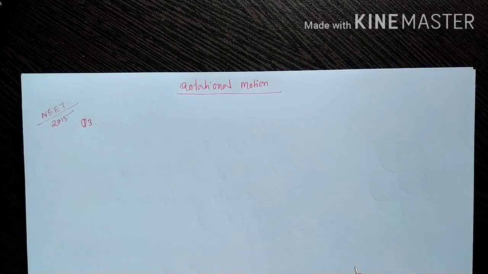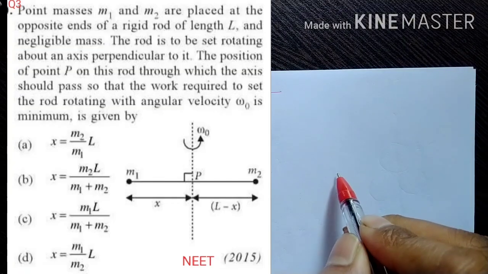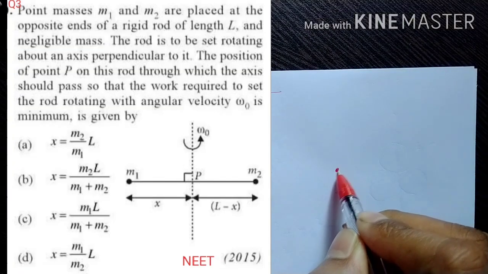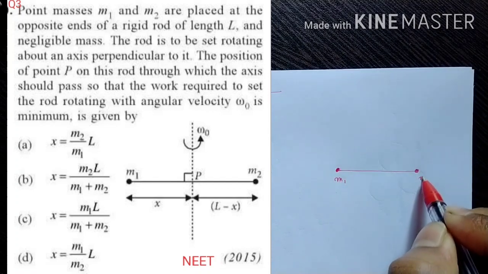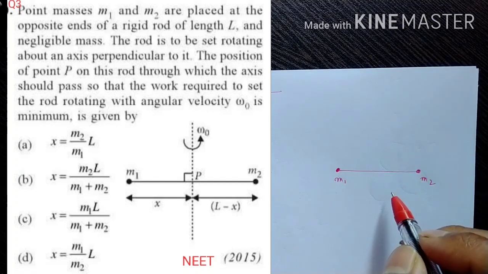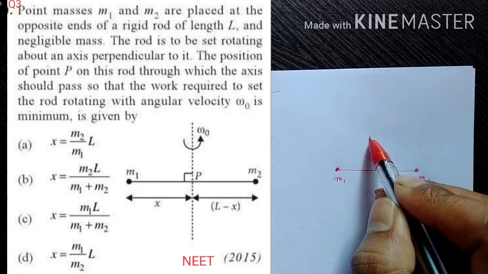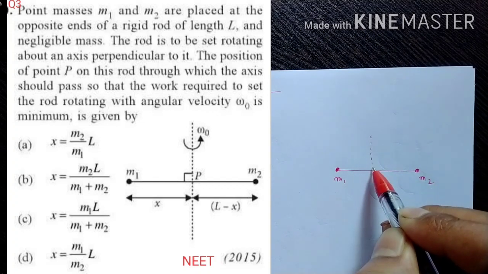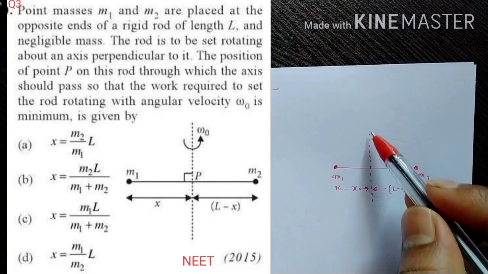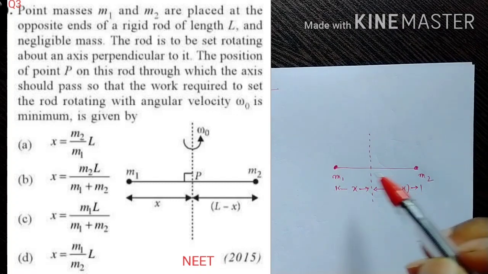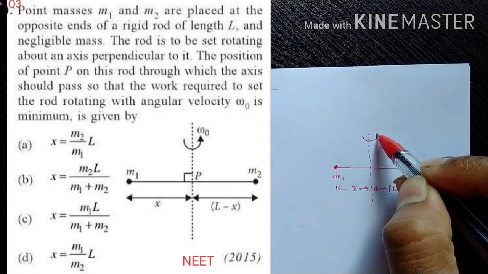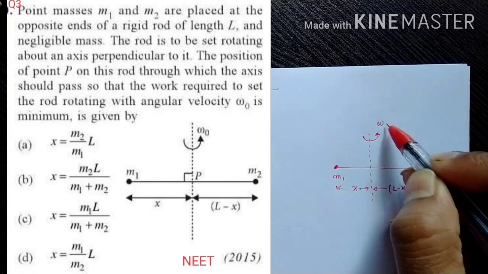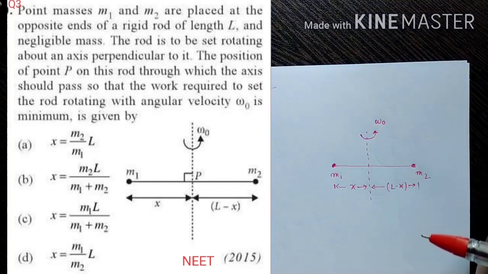This is the last question of 2015. Things look like this: two point masses M1 and M2 attached with the help of a rod of length capital L. Consider one vertical axis. We need to determine the position of this vertical axis from mass M1 with respect to which the rod can rotate with minimum angular speed omega naught. Clear? Okay. This is the question.